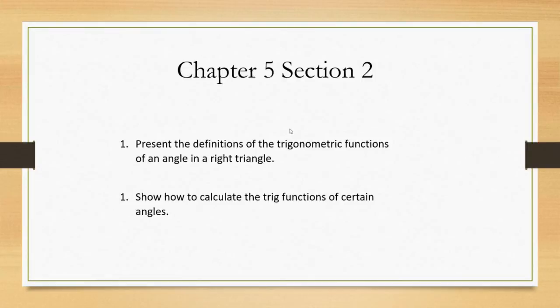In other words, we're only going to focus on angles that are between 0 and 90 degrees. Those angles are called acute. We're also going to see how to calculate the trig functions of certain explicit angles. In other words, we'll see later how we actually get a sine of 45 degrees. We'll see also what sine of 30 degrees is.